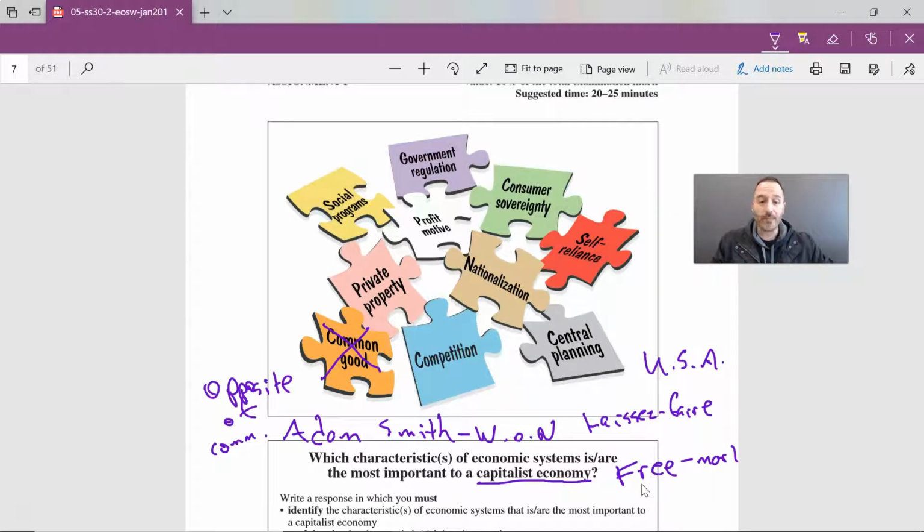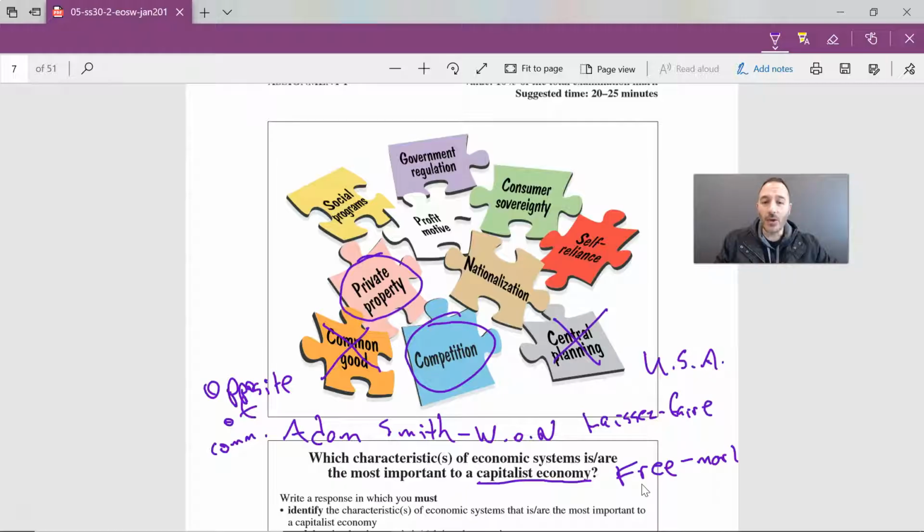Next, private property. Does that work for a capitalist economy? Absolutely it does. Next one, competition. Do we have competition in a capitalist economy? Well, yeah, we do, right? So let's circle it. Central planning. Does the government plan the economy in a capitalist economy? Absolutely not, right? It's the invisible hand that works.